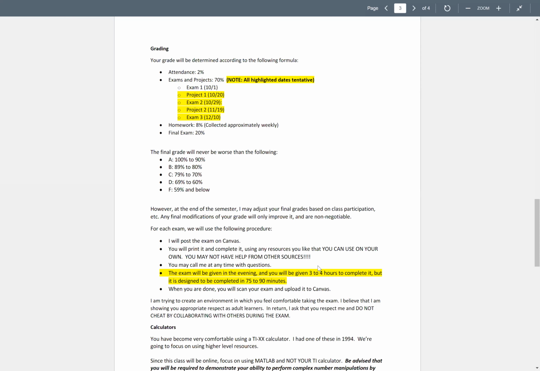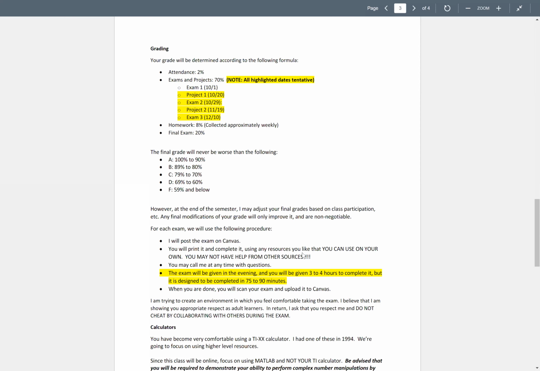You have access to whatever resources you want, as it says here, other than other people. You can't talk to somebody who's taken the class before. You really can't talk to anybody else, but you can talk to the internet. You can use MATLAB. You can use the book. I am fine with that. In general, that's how real life works anyway. I don't usually sit around trying to come up with an idea if I know that I can find it online or something like that.